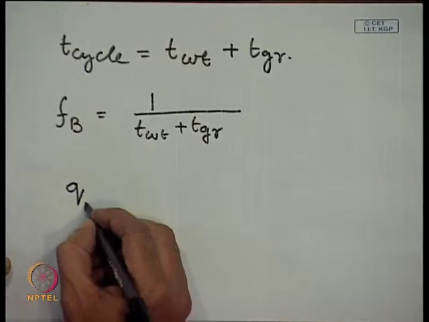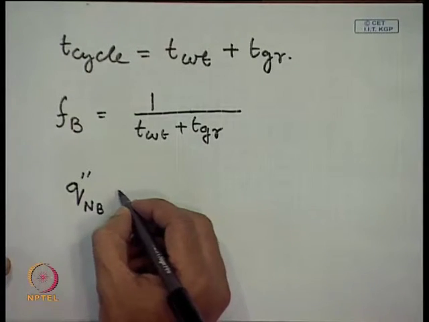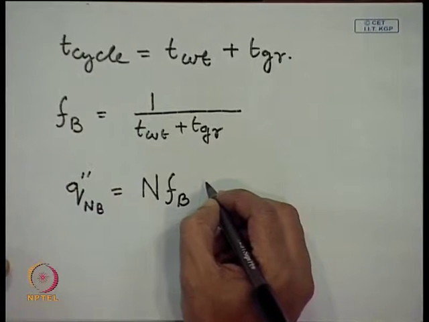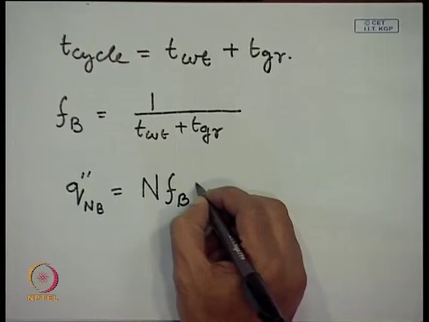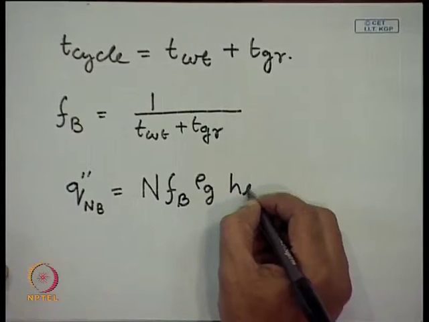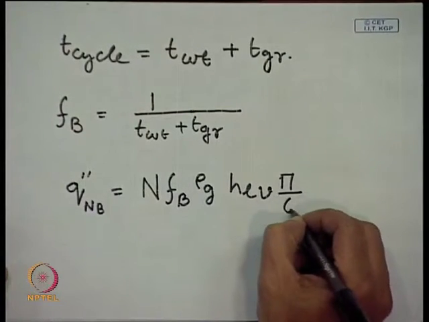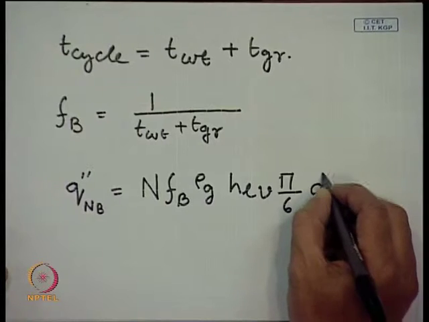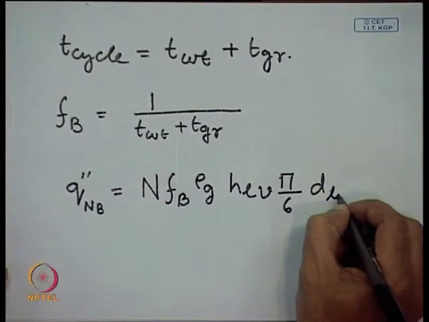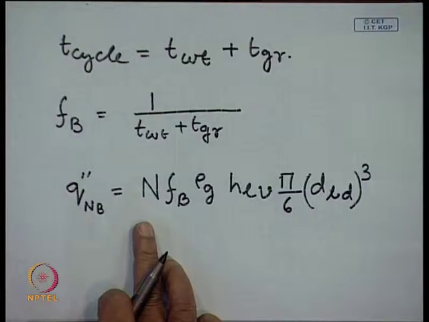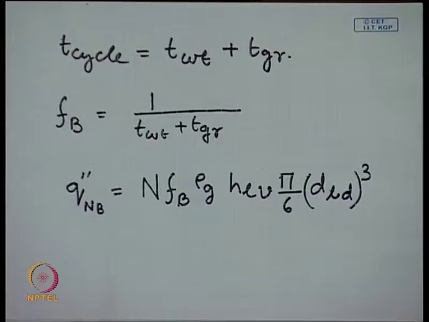For an isolated bubble, we can write Q nucleate boiling equal to capital N, F B, rho g, H L V, pi by 6 and d B d whole cube. So, what are the different components here? N is the nucleation site density on the surface.